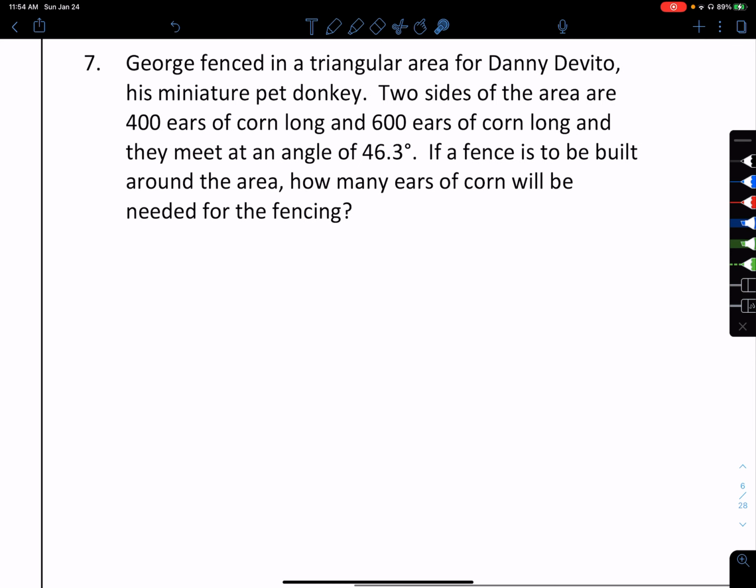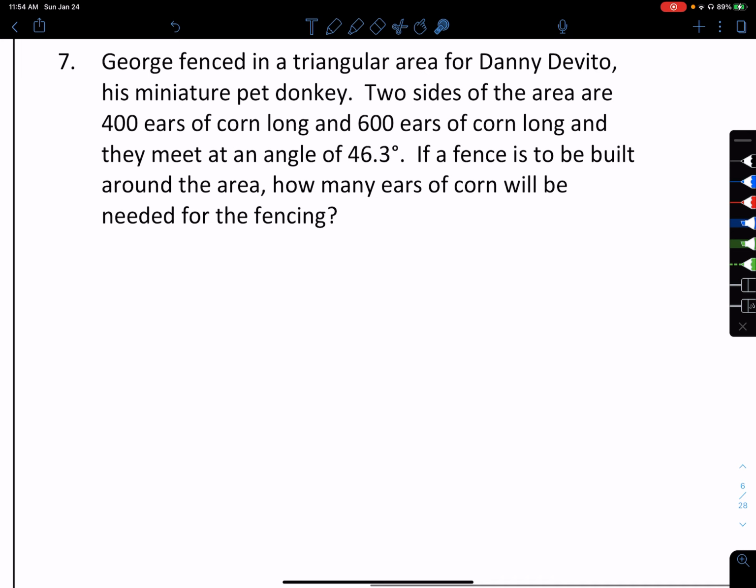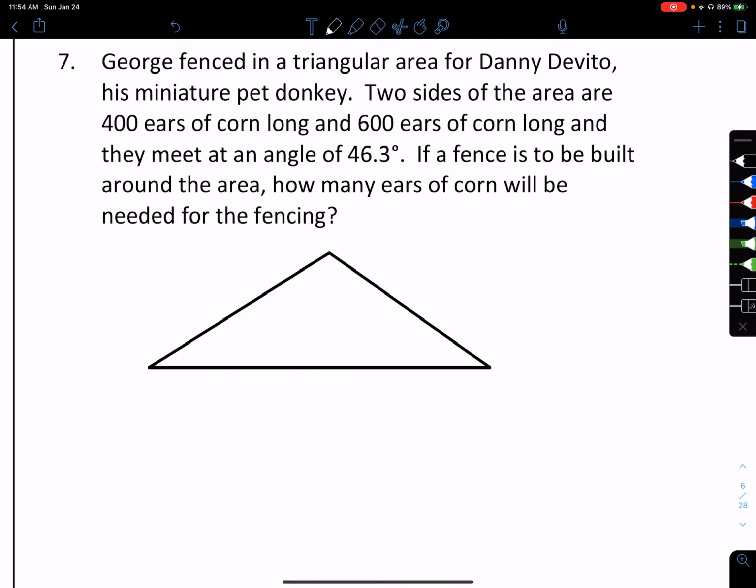Let's look at an example. George fenced a triangular area for Danny DeVito, his miniature pet donkey. Let's draw a triangular area. Two sides of the area are 400 ears of corn long. This is an isosceles triangle again, which tells us these base angles have to be the same. And they meet at an angle of 46.3 degrees. If the fence is to be built around the area, how many ears of corn will he need for fencing? We need the perimeter for this again.